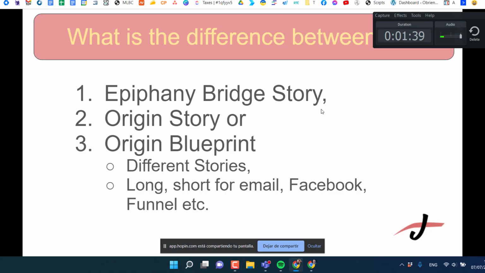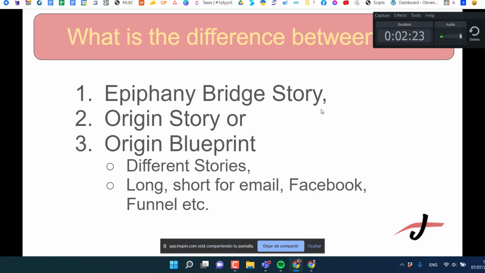So, what is the difference between an Epiphany Bridge story, an origin story, and an origin blueprint? The Epiphany Bridge story is Russell's thing, which is more around the product rather than your origin. Your origin story would be the original story of why you got started. Well, this is my take on it. Your Epiphany Bridge story could be an origin story, but it could also be about your first, second or third product, so there could be many. You really only have one origin story, but you could have multiple Epiphany Bridge stories. And then the origin blueprint is how this all comes together.